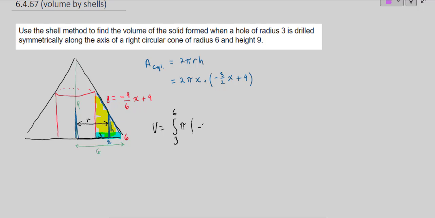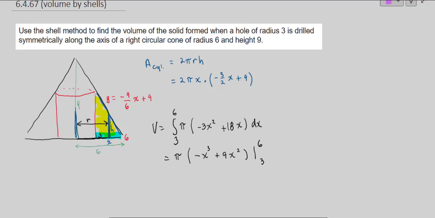So we're going to have negative 3 times x squared plus 18 times x. That gets rid of the fraction for us. We always love to get rid of fractions. So there's where we're at. The pi can factor to the front. And then we can do our integration. So we're going to get minus x cubed, adding 1 to the exponent, dividing by the new exponent, plus 9x squared. And this is going to go from 3 to 6.